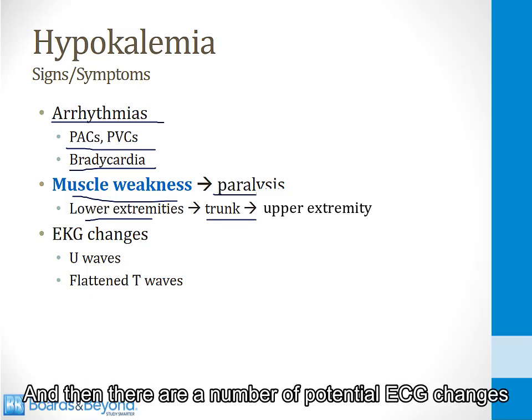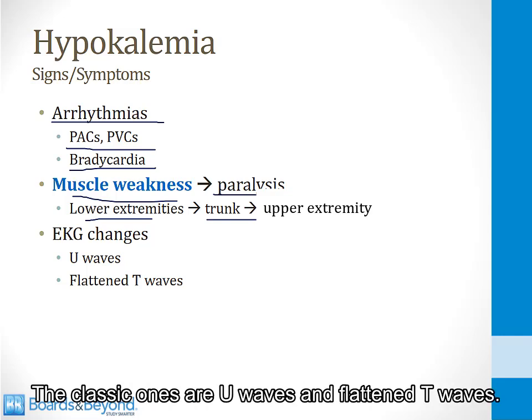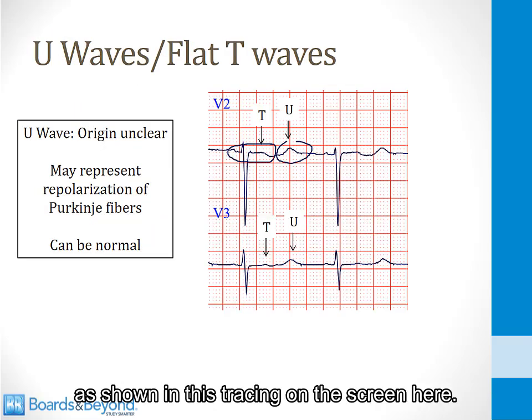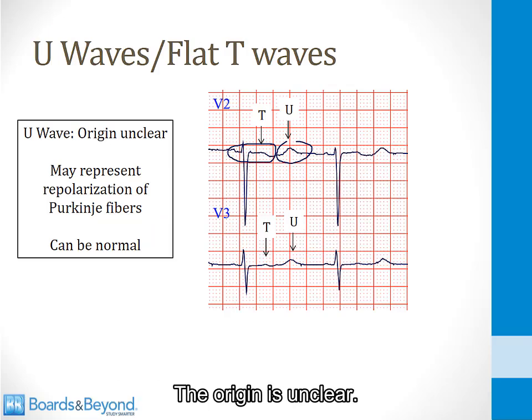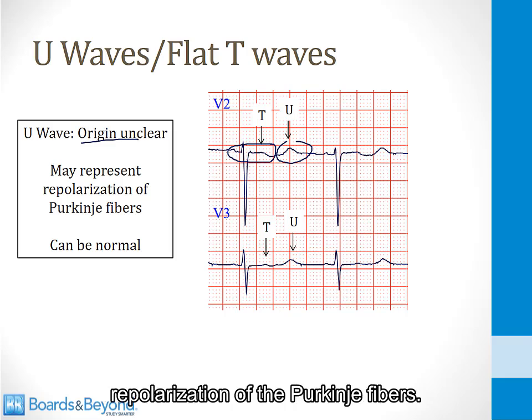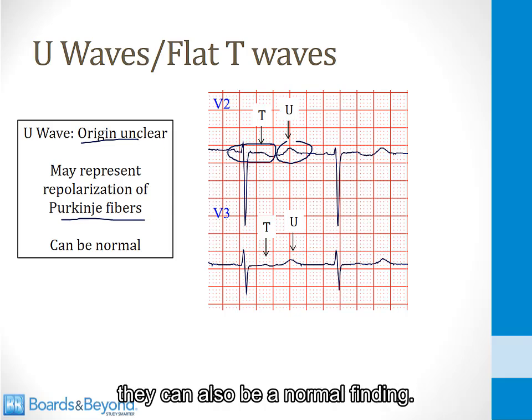And then there are a number of potential ECG changes you can see in patients with hypokalemia. The classic ones are U waves and flattened T waves. A U wave is a little bump that comes after the T wave, as shown in this tracing on the screen here. The origin is unclear. One of the theories is that they represent repolarization of the Purkinje fibers, and although U waves are seen in hypokalemia, they can also be a normal finding.